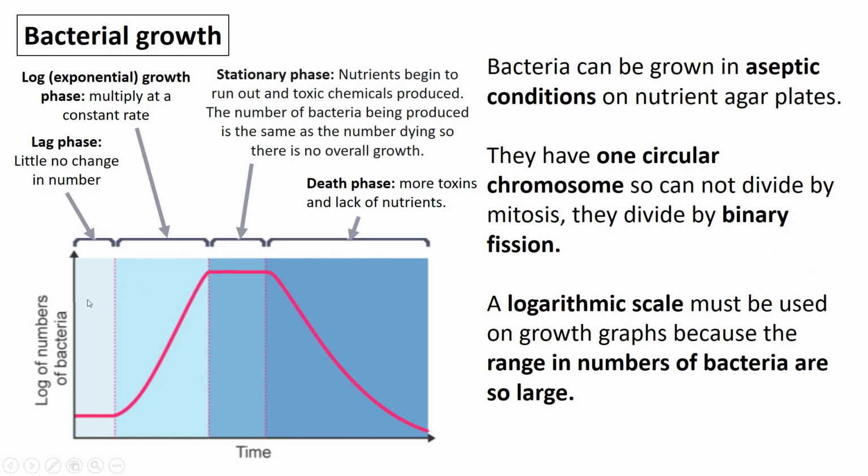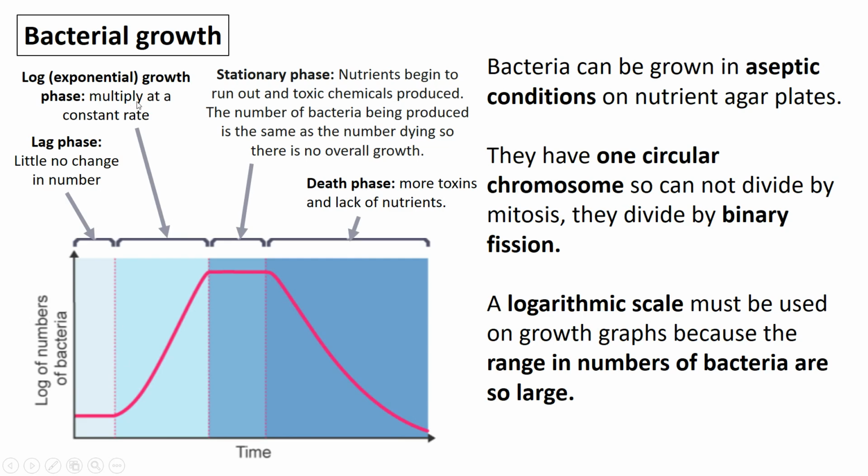So here's a log graph of the growth of bacteria, and you can see that all bacteria on dishes grow in this way. So you can see initially you've got a lag phase where you've got no change in number, well, no real visible change in number, because they are divided by binary fission, but they're in such low numbers that it's difficult to see that change on a graph.